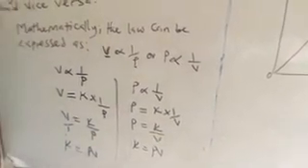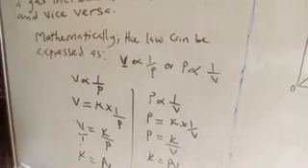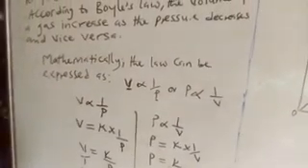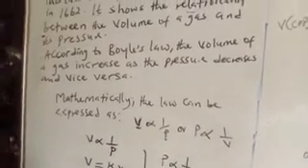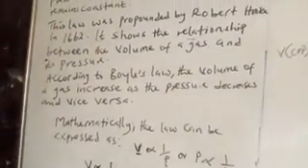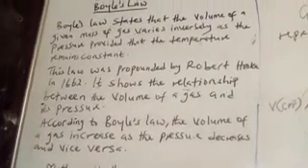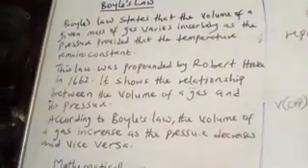That is to show that there is a relationship between the volume and the pressure of a gas. When the volume is increasing, the pressure decreases. And when the volume is decreasing, the pressure will increase. That is how it is. Now let's look at the graphical approach of this law.